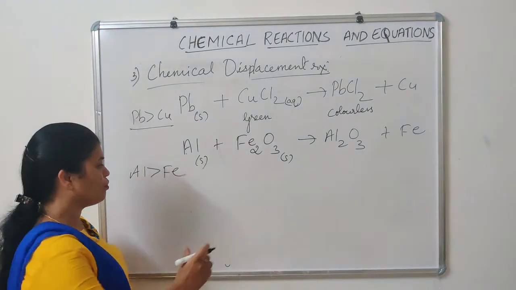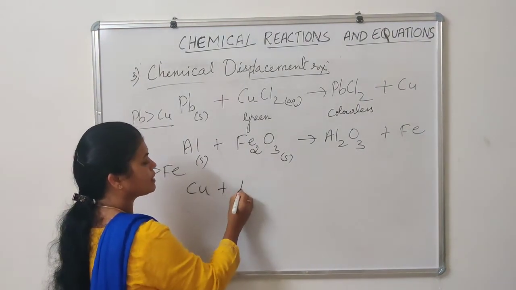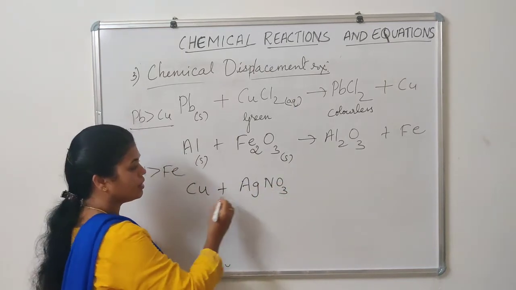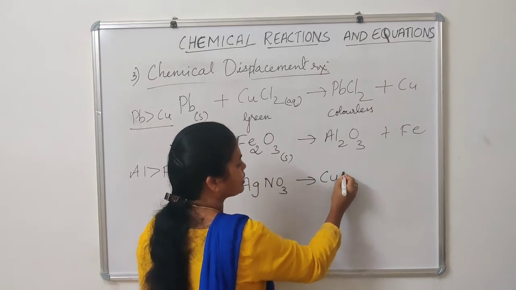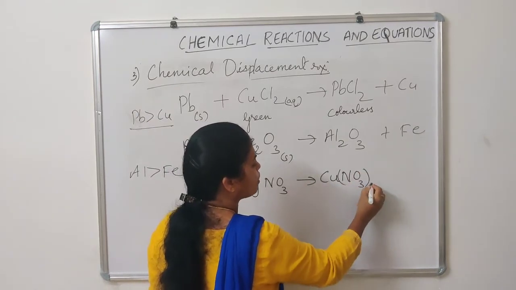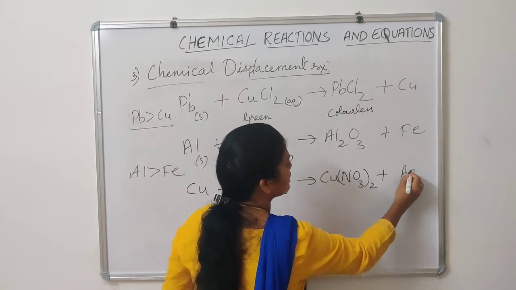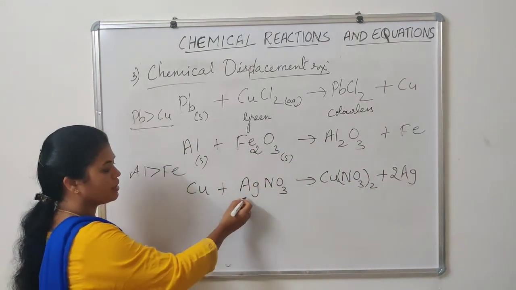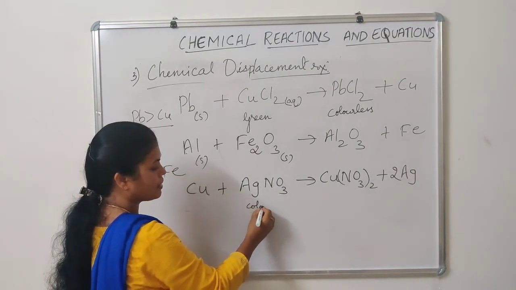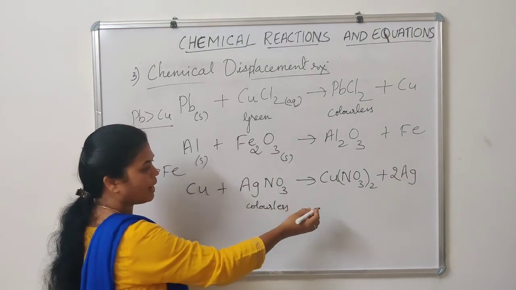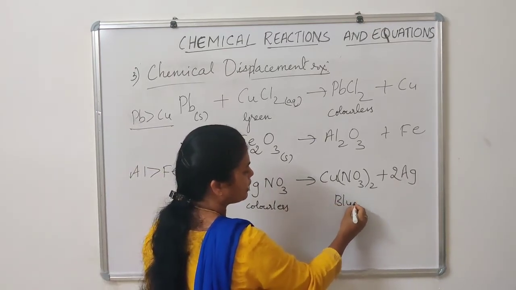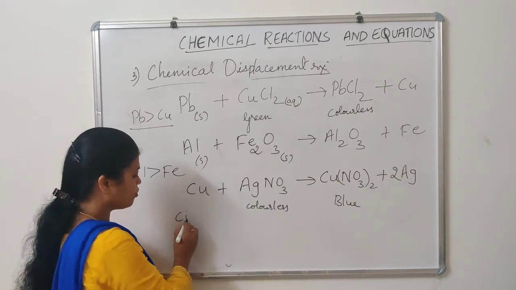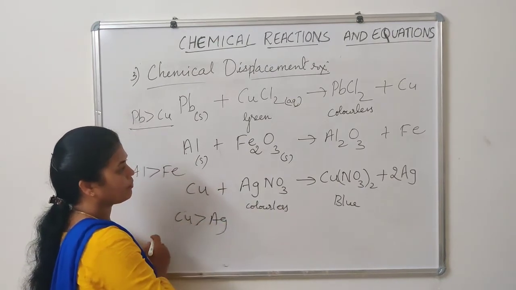Let's consider a few more examples. Copper plus silver nitrate, AgNO3. This forms copper nitrate, Cu(NO3)2, plus silver, 2Ag. Here silver nitrate is colorless. It turns to copper nitrate, which is blue in color, and then silver is separated out, which shows that copper is more reactive than silver.